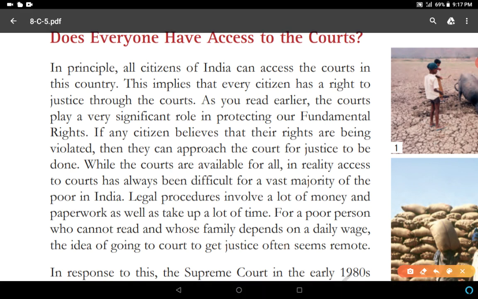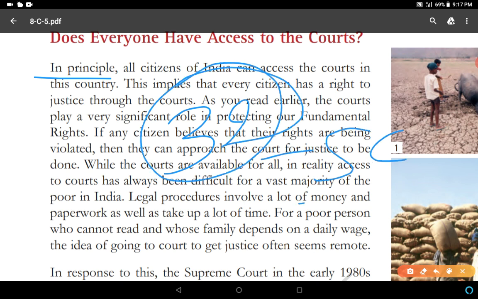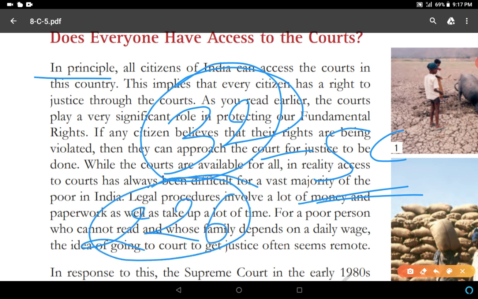If we read this extract, in principle, all citizens of India can access the courts in this country. As we have discussed, according to Article 32, we can go to the Supreme Court to protect our fundamental rights. And we can go directly to the High Court according to Article 226, in case of violation of our fundamental rights.